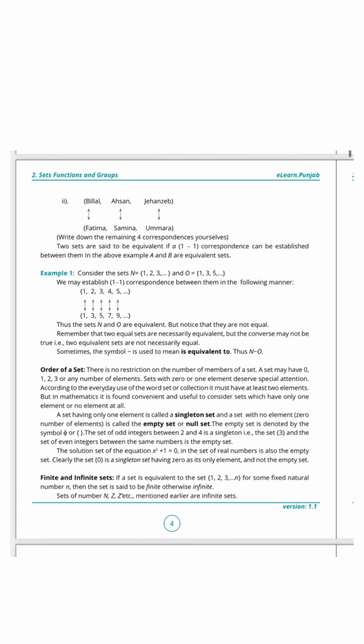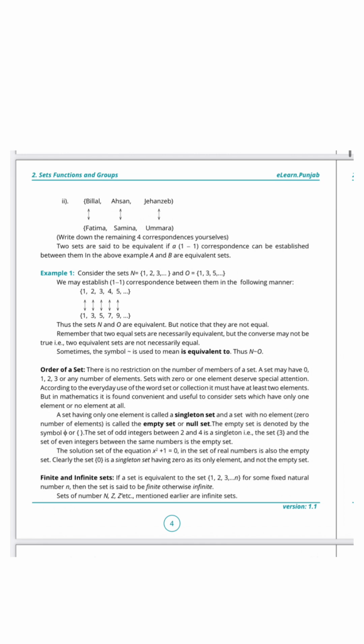Like I can take something which is also present in the other set with the person, but I will not be taking that person, or that person is not me and I am not that person. Just a one-to-one relationship. And remember that two equal sets are necessarily equivalent, but the converse may not be true. Like you can say that equal sets might be equivalent, but two equivalent sets might not be equal, right? Because in equal sets everything has to be equal. That is, two equivalent sets are not necessarily equal.